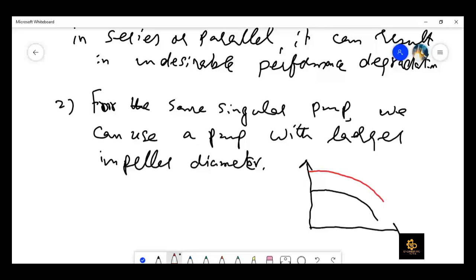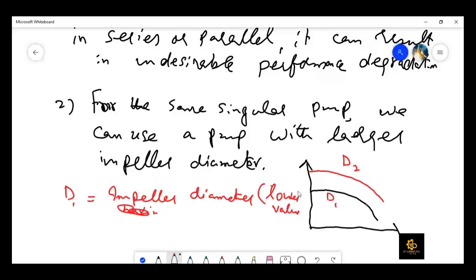Thank you very much for the question so that I can clarify this here. This is the characteristic for the same single pump. We are talking about a single pump. Here the diameters D1 and D2. So what is D1? D1 is the impeller diameter having the lower value, right? And then D2 is for the same pump with the impeller diameter a little bit larger. Let me show it graphically.